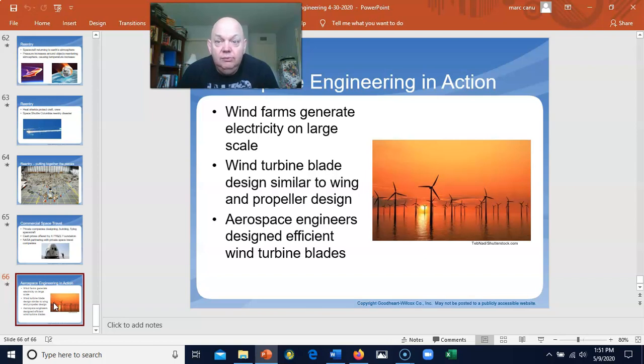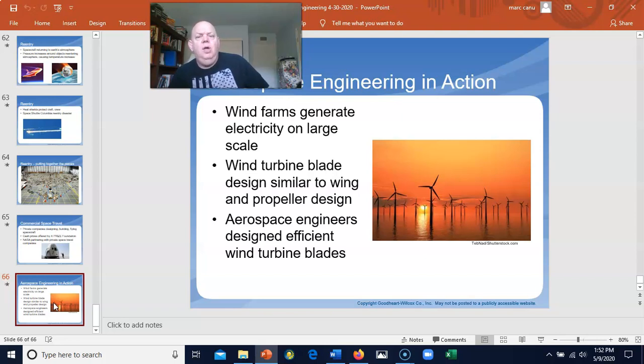You don't run the risk of radioactive stuff like in nuclear power plants. So, I mean, there's some pluses here, but there are also weaknesses too. You need to understand that. But the idea is the wind turbine blade design is similar to the wing and propeller design. Aerospace engineers designed efficient wind turbine blades. And with that, ladies and gentlemen, this actually concludes aeronautical, or aerospace, engineering.